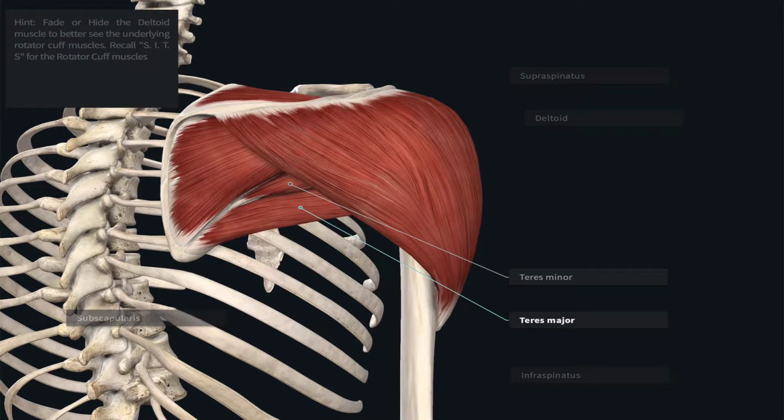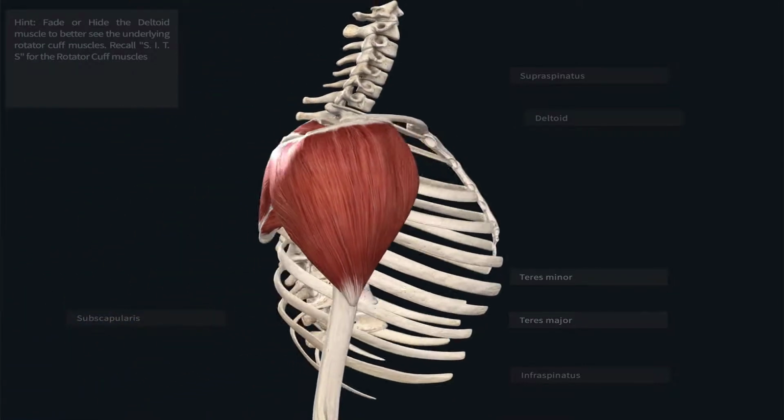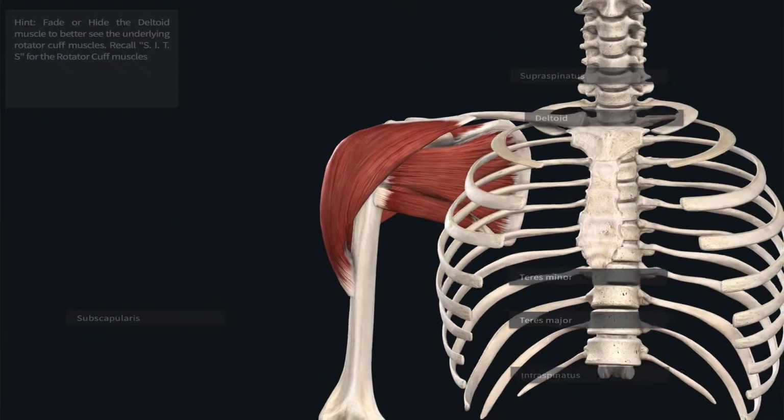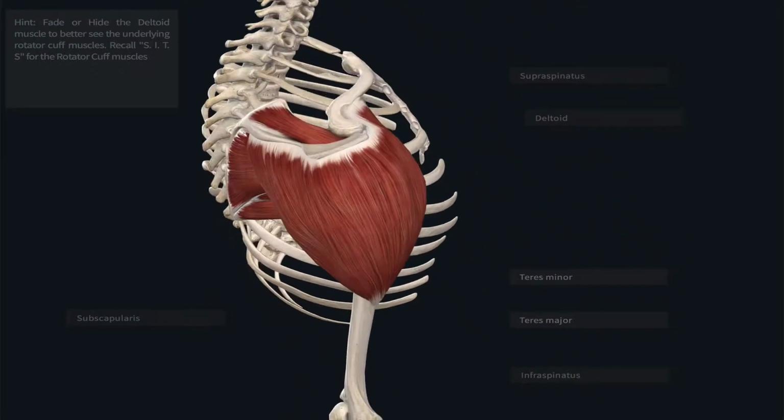Now, the other four muscles in this group are going to form part of a group of muscles known as the rotator cuff, and we'll take a closer look at them in more detail in a moment.